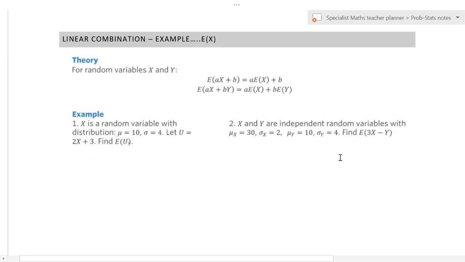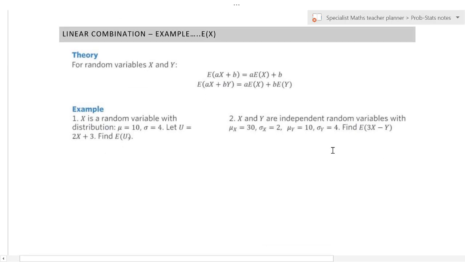So now, if we can just go into the expected value of X. What we can say is that this really has to be committed to memory. It may be on the formula sheet, but you should not have to look at the formula sheet to recognize a linear combination of random variables. So let's just get straight into it.